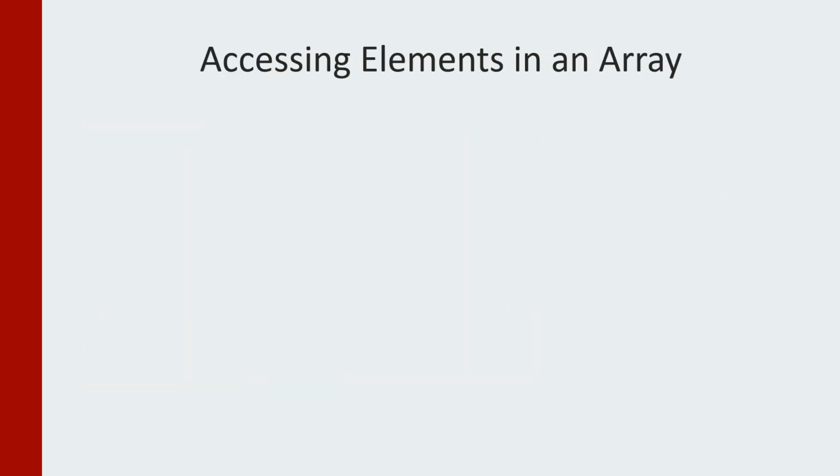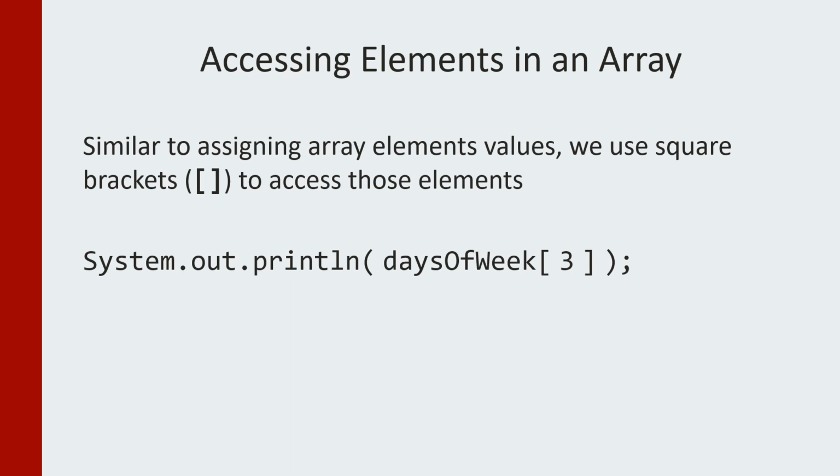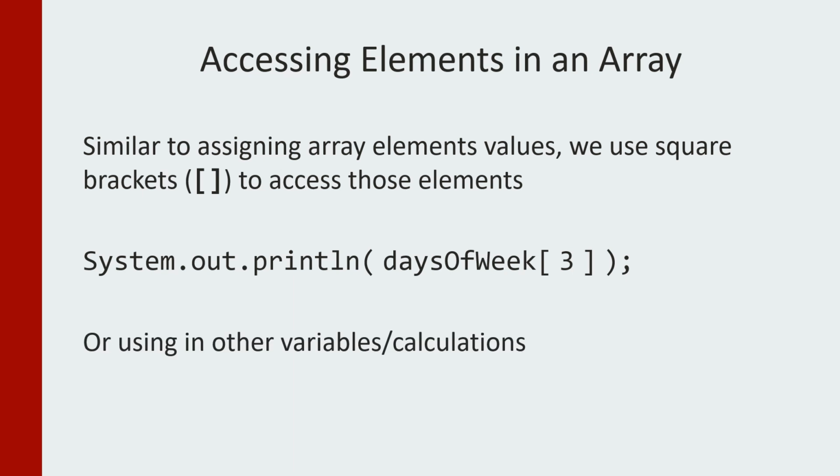You may have already started to realize how you access elements in an array because it is actually very similar to the way that we instantiate those elements if we go by index. So we're going to use square brackets to access the elements. If I've already set up all the days of the week, I can actually do System.out.println daysOfWeek, and then in brackets I can put the number 3, and it will actually tell me that the third day of the week is Wednesday.